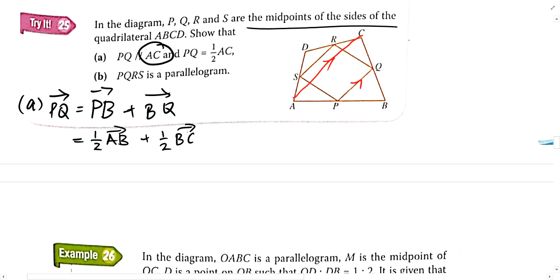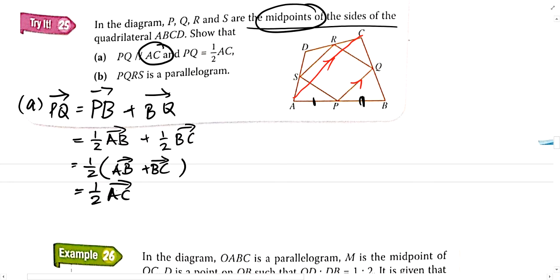Why cannot use half? I'm using the half because of the information that it is the midpoint. I'm not using this particular one. Okay. So this is what we have. Now, half of AB plus half of BC. Can factorize out half, right? AB plus BC. What is AB plus BC? AC. Don't even need to look at the diagram because I see that the B and the B are intermediate points. So this must be half of AC. So PQ is half of AC.